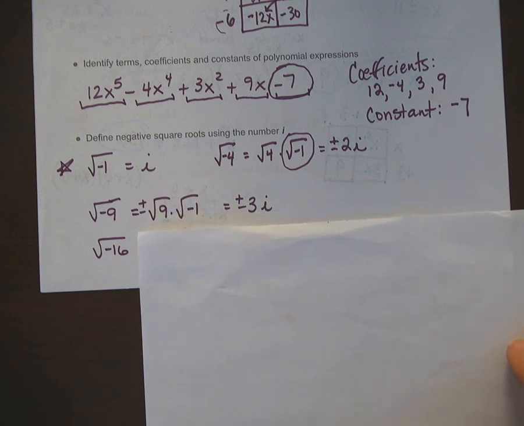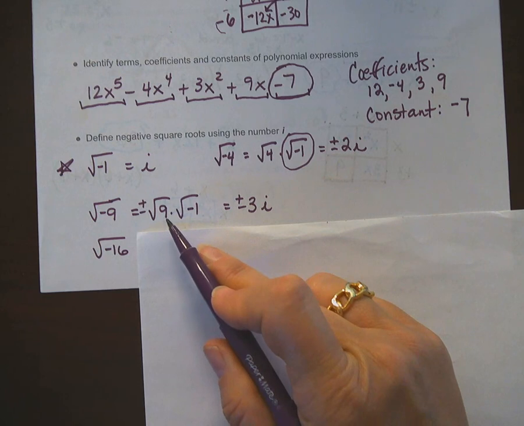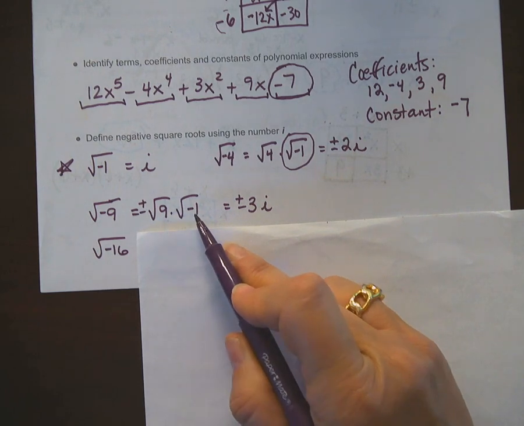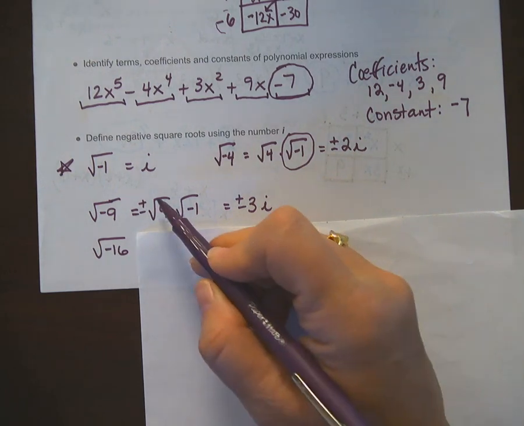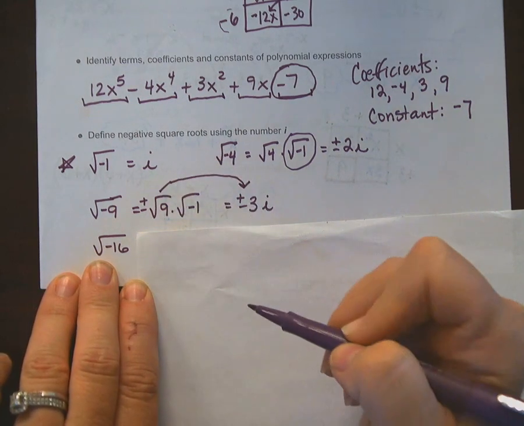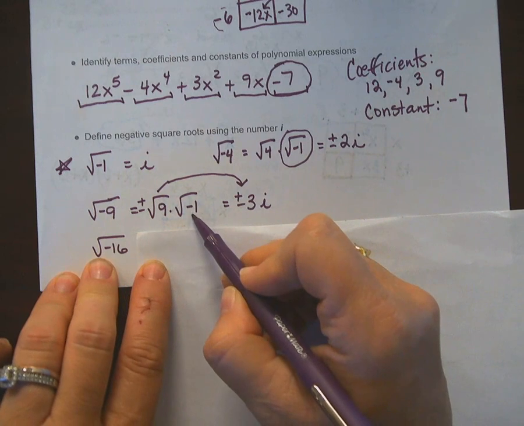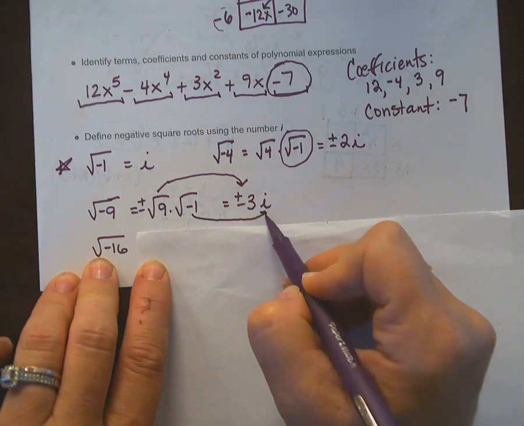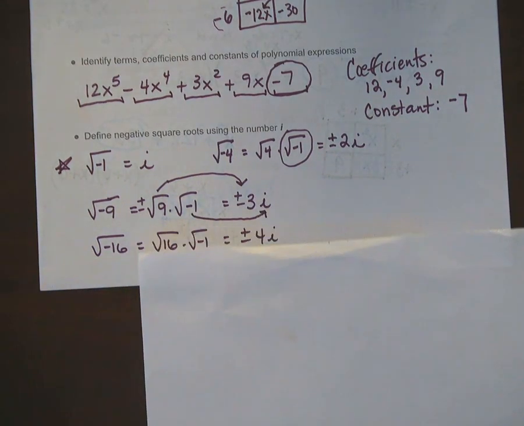So what I got is the square root of negative 9. I separated it into square root of 9 times square root of negative 1 because I know that the square root of 9 is plus or minus 3. And by definition, the square root of negative 1 is i. And square root of negative 16 looks the same way.